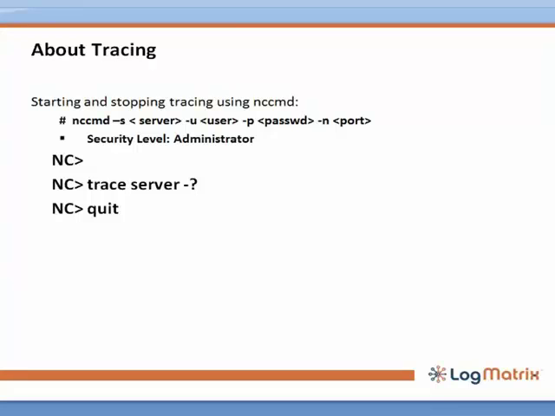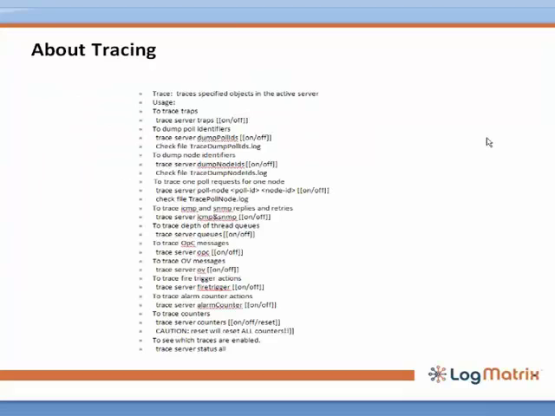Use the command line to get you to the tracing. Trace server counters on. Trace server queues on. 20 minutes later, go in and say trace servers all off, and it'll turn all the tracing off. Here's that list that I showed you with the minus question mark for tracing. The different possibilities: I can trace specific objects. I can trace traps. I can dump poll identifiers.